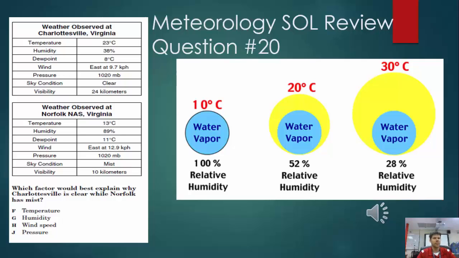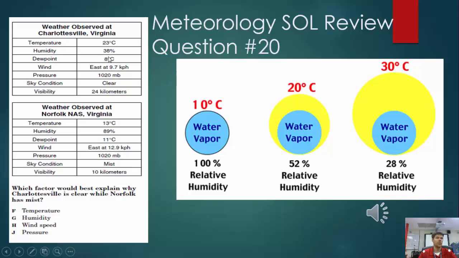Which factor would best explain why Charlottesville, our top chart, is clear, but Norfolk has a mist? Well, let's look at our differences here. In Charlottesville, it's 23 degrees Celsius, and the temperature in Norfolk, 13 degrees Celsius. Okay? Our relative humidity is 38% in Charlottesville. It's 89% in Norfolk. Our dew point, we're very close to our dew point here in Norfolk, and we're not very close to our dew point in Charlottesville.